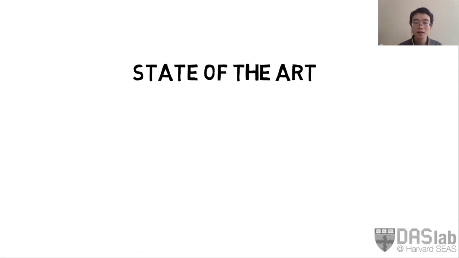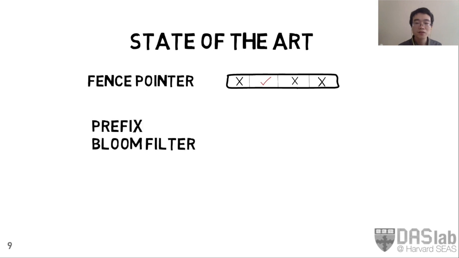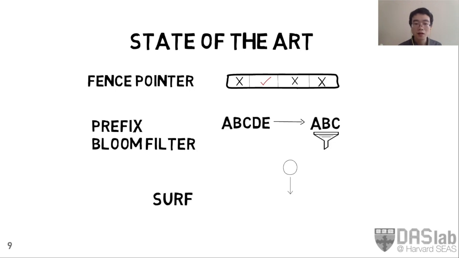Let's consider one disk level in the system. Fence pointers can rule out disk blocks with contents that fall outside the target key range. Modern key-value stores utilize prefix Bloom filters that hash prefixes of a predefined length of each key within Bloom filters. The state-of-the-art succinct range filter called SuRF can filter arbitrary range queries by utilizing a compact tree-like data structure.